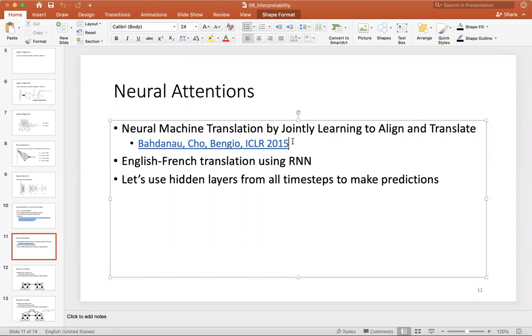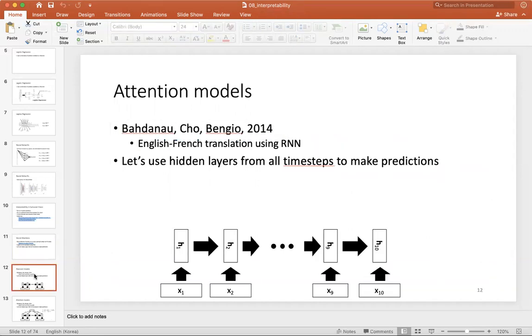And the gist, the essence of this paper, the attention mechanism, is that they want to use hidden layers from all time steps when making predictions. So just to illustrate, let's say that you are predicting something. This is not particularly a translation example, but anything. It could be like the character RNN that we did.